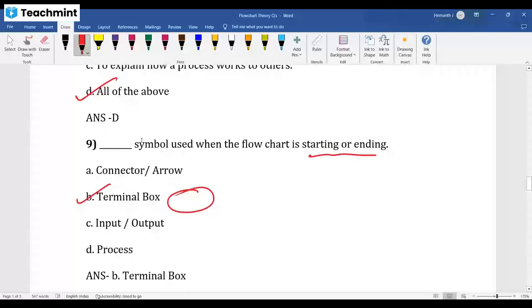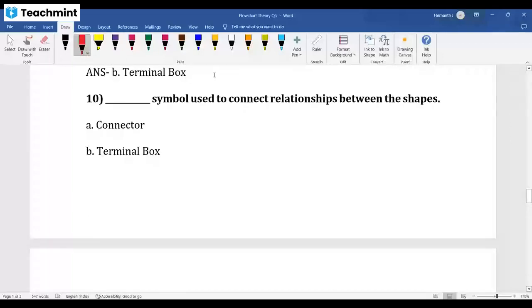Next, which symbol is used to connect the relation between the shapes? We discussed it today also, right? The answer is there in the question itself: connector. Next one, what is the process symbol? Processor.